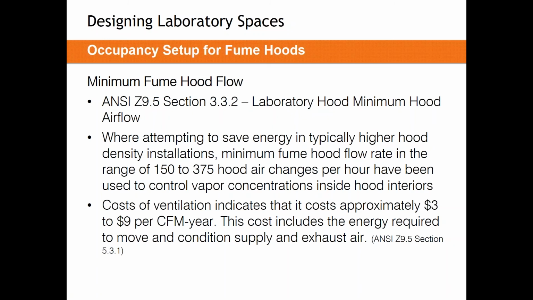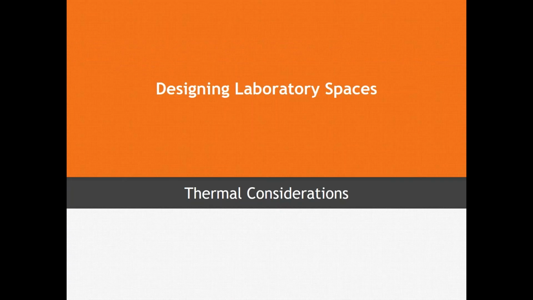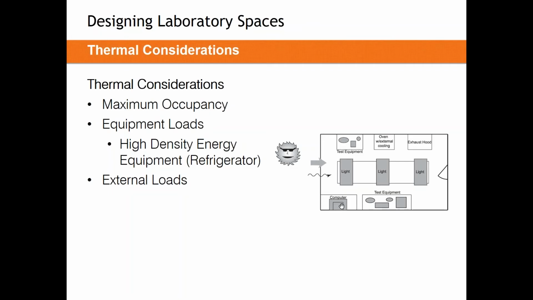The average is about $5 from what I've seen, meaning if we can reduce a fume hood from 100 CFM down to 80, we can save 20 CFM per hood per year. Multiply that by $5 per CFM, and there's an absolutely massive energy savings to be had here just by reducing that minimum flow. So we're going to quickly breeze through the thermal considerations, and then we're going to move into our design example.